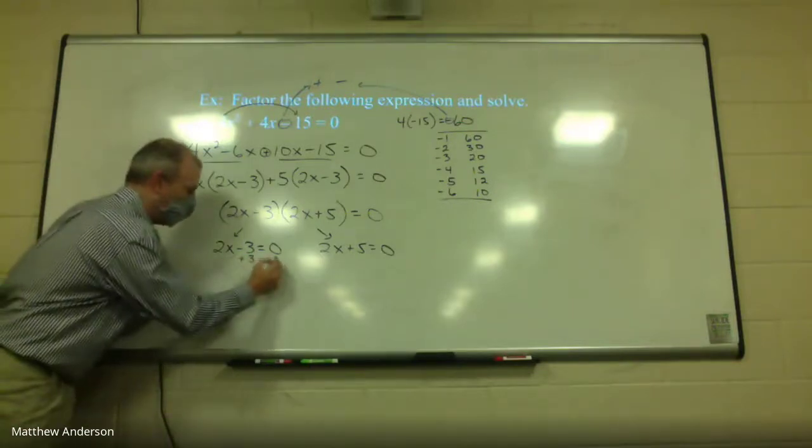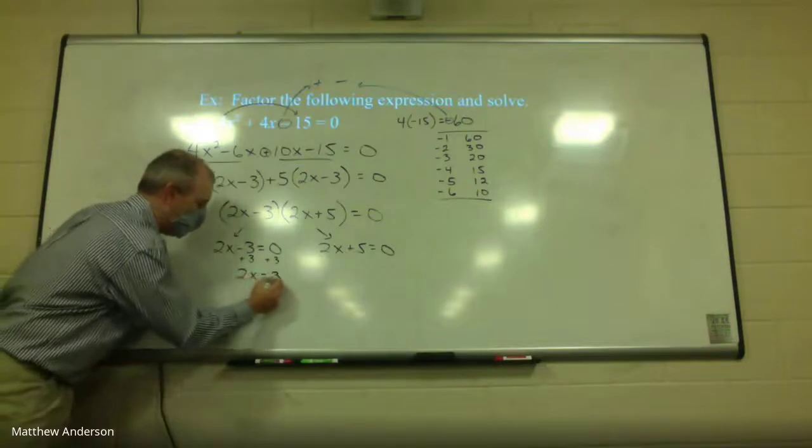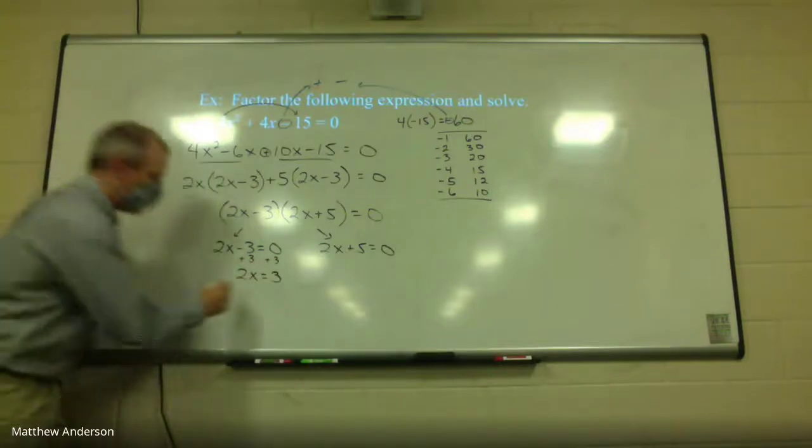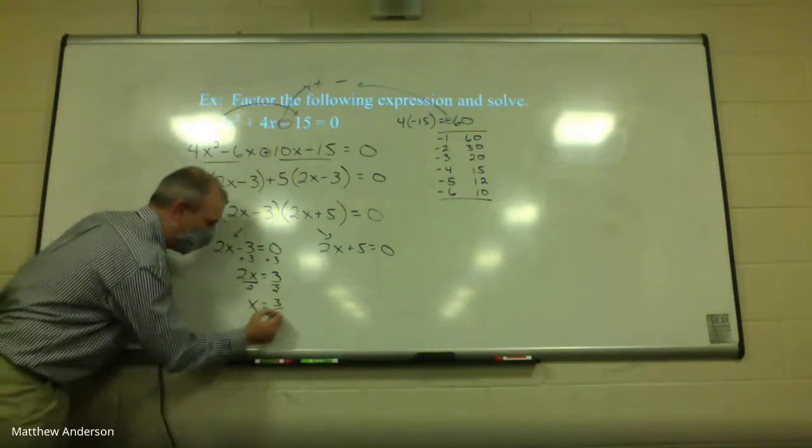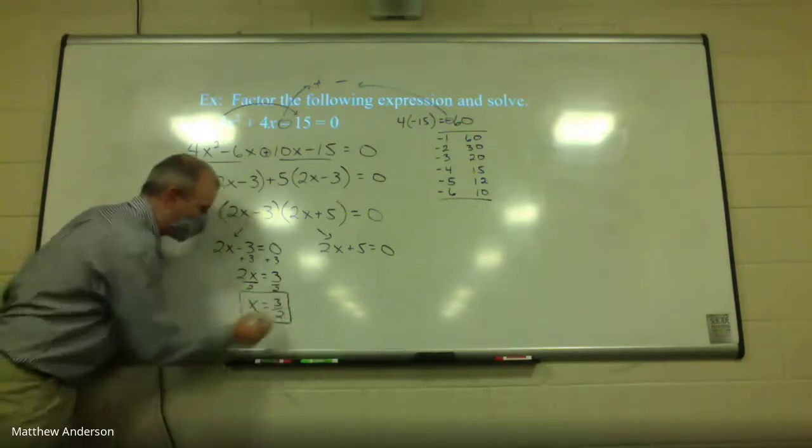And 3. So 2x equals 3. And then what? Divide by 2. So x equals 3 over 2 is one of our answers.